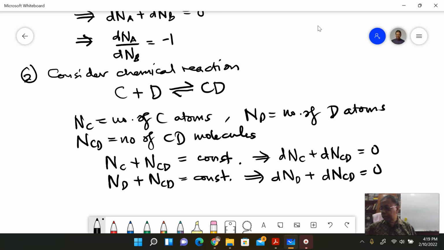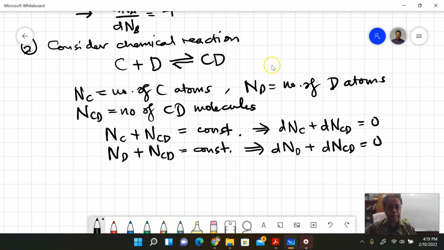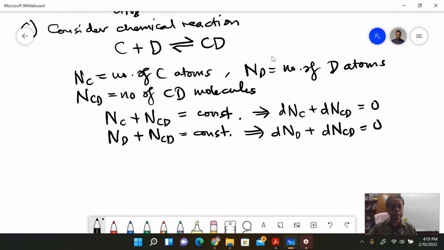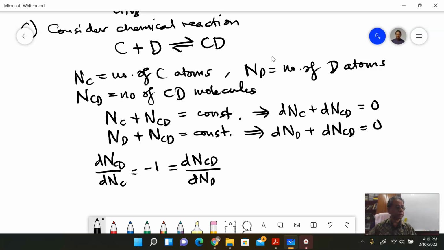So just like before, we could write this like a derivative kind of thing. So you have dNCD divided by dNC equals -1. And similarly for dNCD divided by dND is -1. And that will tell us that dND over dNC has to be equal to +1.